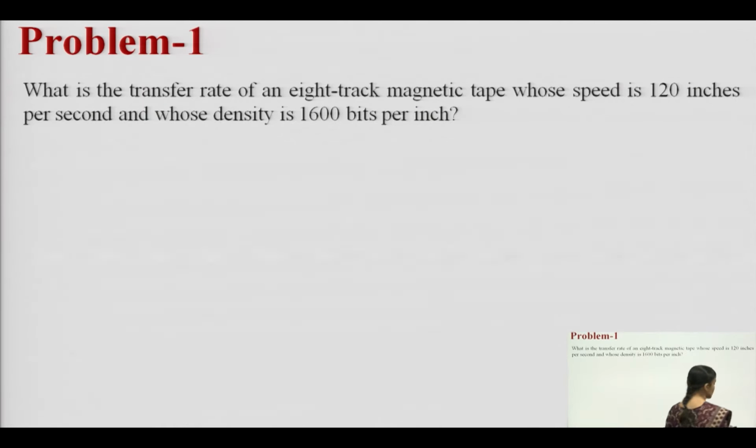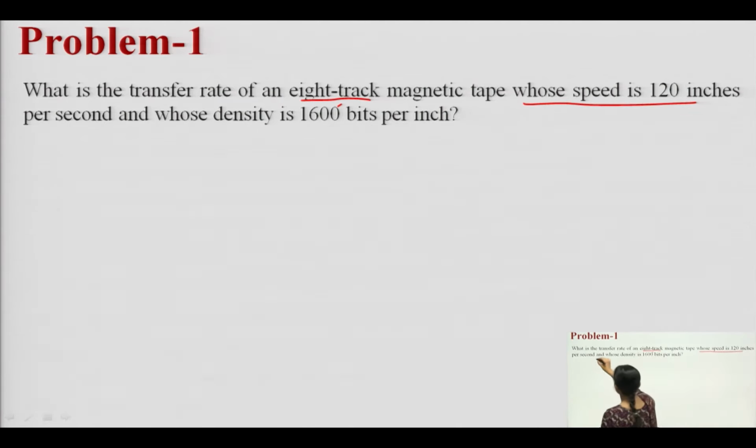Suppose we are given a problem: what is the transfer rate of an 8 track magnetic tape, where the number of tracks is 8, whose speed is 120 inches per second, and the density given to us is 1600 bits per inch. We have to calculate the transfer rate.